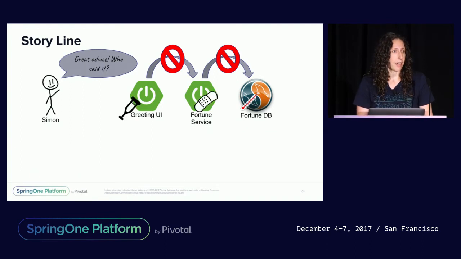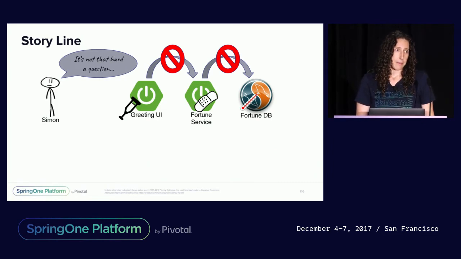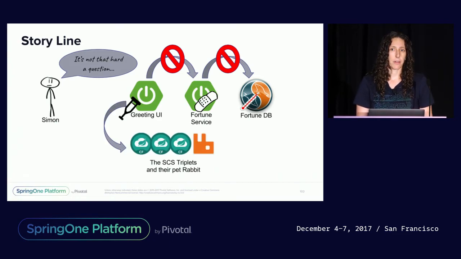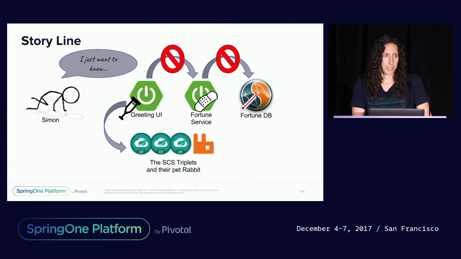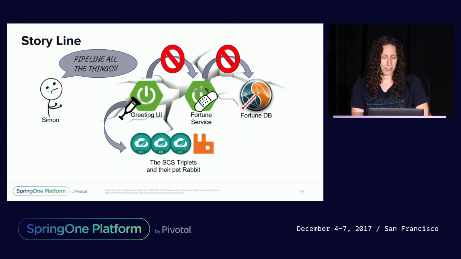So they start trying to cobble it together, but really it's a very messy road, a lot of injuries on the way. Simon's getting a little bit impatient. It's not that hard a question. At some point, Greeting can't even talk to Fortune anymore, starts using its Hystrix fallback responses, and the whole village is aware because the Hystrix dashboard in the Spring Cloud Services triplets is announcing that information to the world. Simon just wants to know, and it feels like the whole world is falling apart.